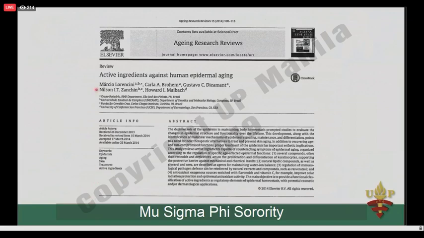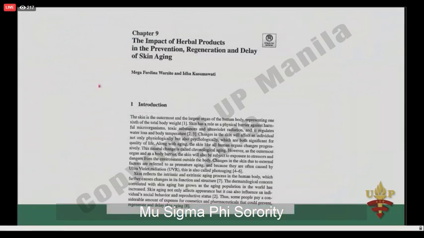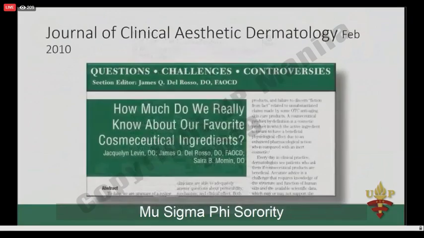Other research on herbals, as active ingredients against human epidermal aging. Another research was done on the impact of herbal products on the prevention, regeneration, and delay of skin aging. It has shown a number of products which actually increase collagen and also decrease the inflammation found in aged skin. So all of these products do work. The main problem now is finding creams or cosmetics that have the correct concentration of these active ingredients.